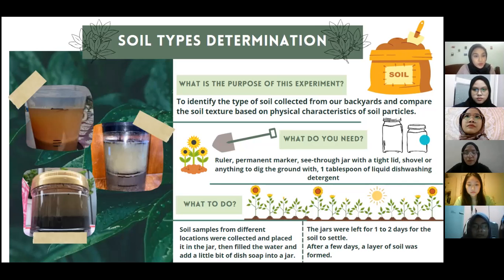So what to do? First, soil samples from different locations were collected and placed inside the jar. Then fill the jar with water and add a little bit of dish soap. Then the jar is left for 1 to 2 days for the soil to settle. After a few days, layers of soil were formed.